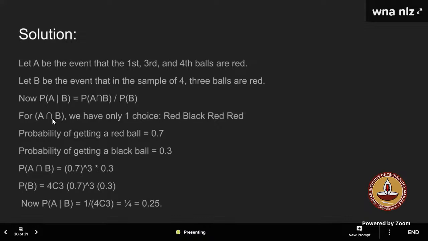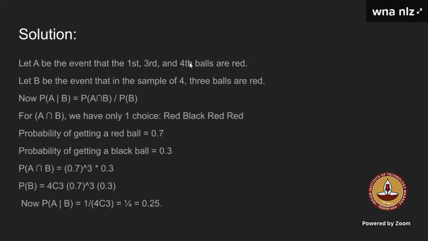Now for A intersection B, we have only one choice, right? Red, black, red, red. Because A intersection B means that the first, third, and fourth balls are red and 3 balls are red. So it is definitely the second ball has to be black, right? Because 3 balls are red and first, third, and fourth ball is red. So that leaves us with this thing that the second ball has to be black. Any doubts?